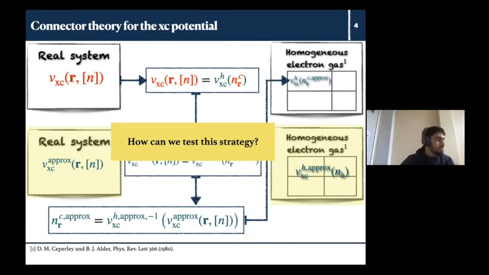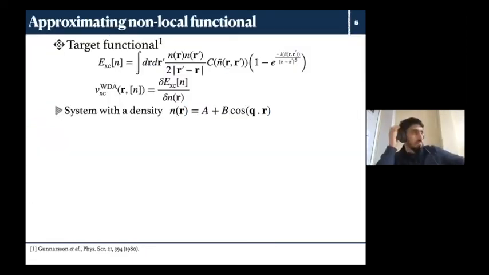Now, this quantity, we call it the connector density. And the question is, how can we test this strategy? In the beginning, I started with this example. I took a target functional for the exchange correlation energy, which is based on the weighted density approximation for the exchange correlation hole. And as you can see, this is a non-local functional.